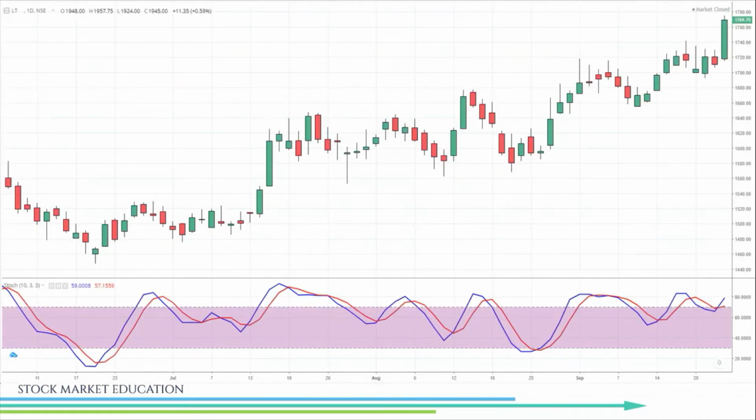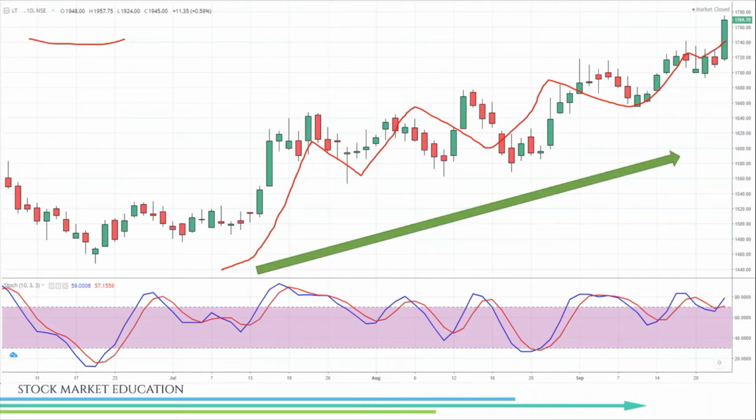Now this is an example. This is a daily chart of Larsen and Toubro, and as you can see, the price is making a higher high and a higher low, so there is a clear uptrend for this stock. Now as you can see, there are lots of buy signals over here, positive crossovers, right?